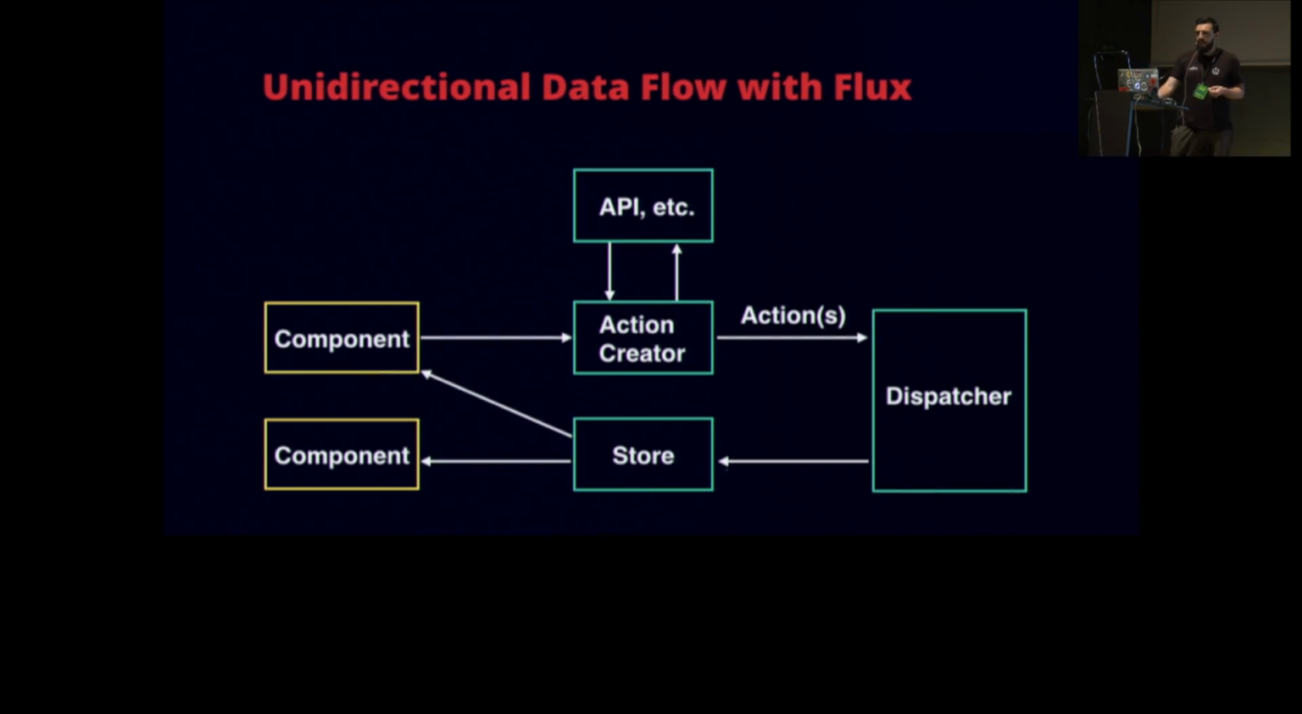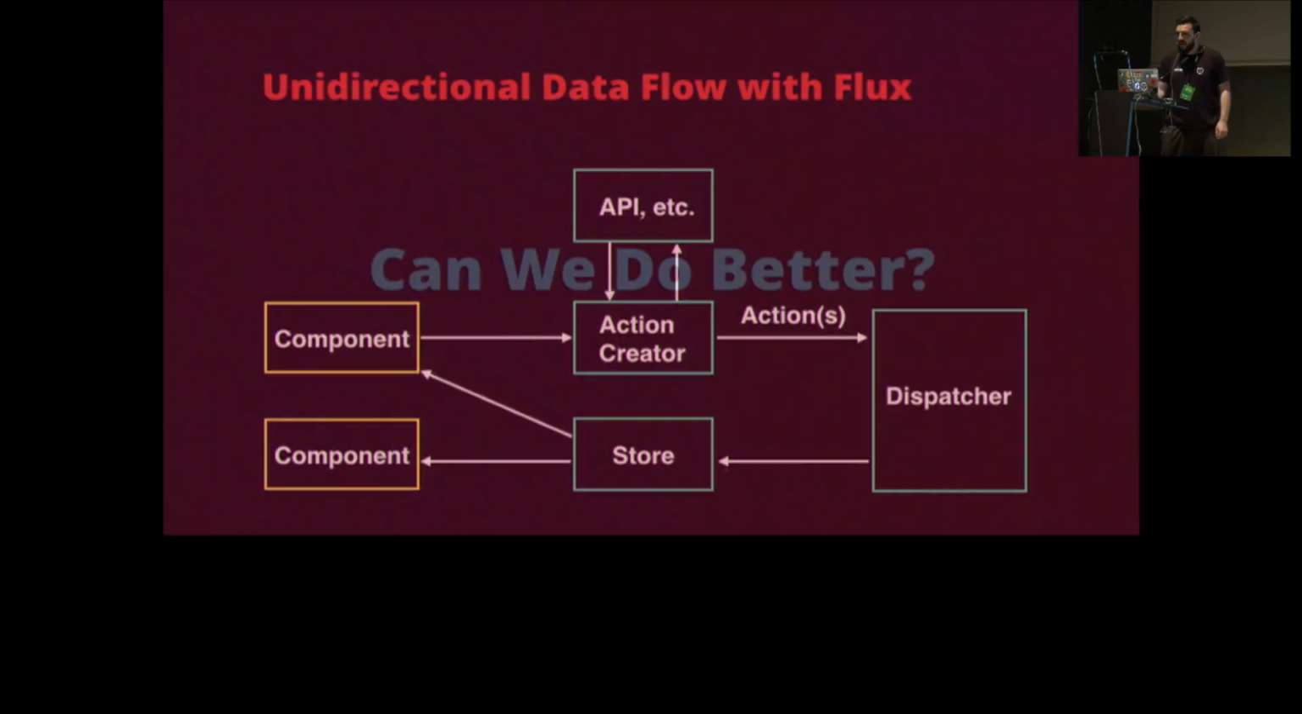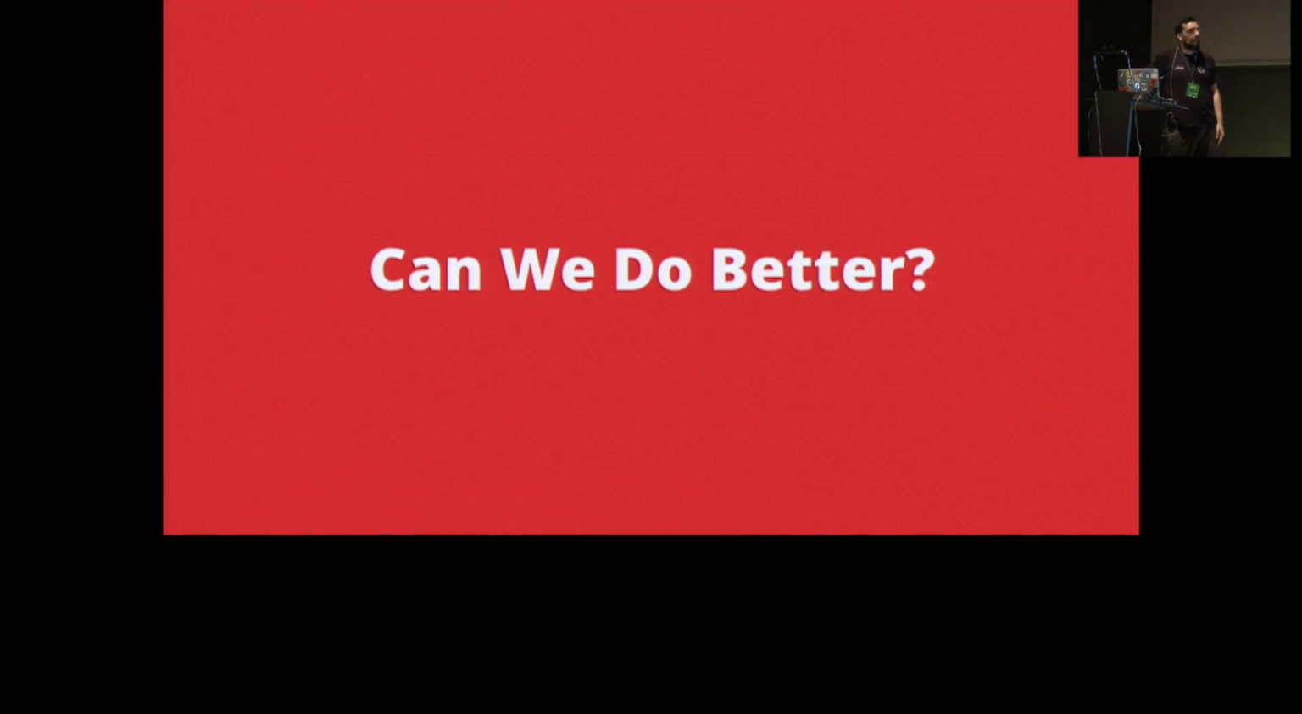And then basically you have this central source of truth that all of your components will then read from. And the only way to modify your state or your store is by dispatching actions. And this gives us a much more predictable flow in our applications. So Flux on its own is pretty good. And then the idea is, can we do things better?